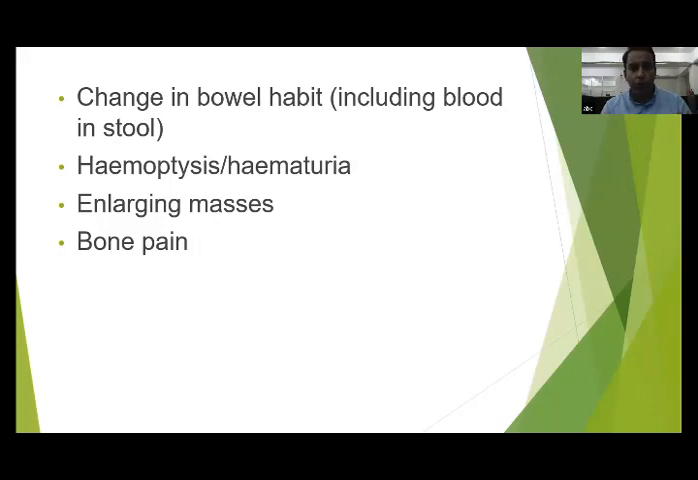These are the two questions with which you can easily rule out the hematological.